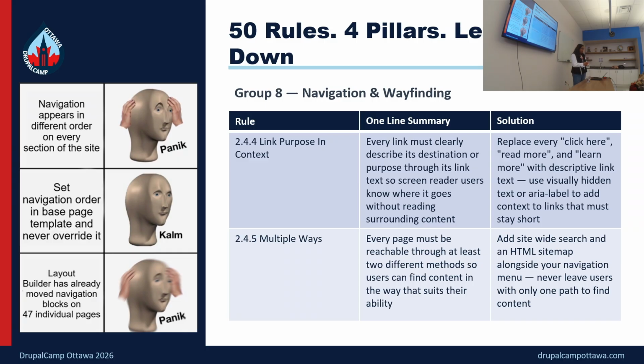Let's move on to the next one, that is 2.4.5, multiple ways. In this, every page must be reachable through two or more different methods so that the users can find the content in the website. They must not get lost inside the website. Like, we need to create a proper map for them, and for that you can add a site-wide search, an HTML sitemap, or the navigation. Pretty much simple. Never leave users on one path.